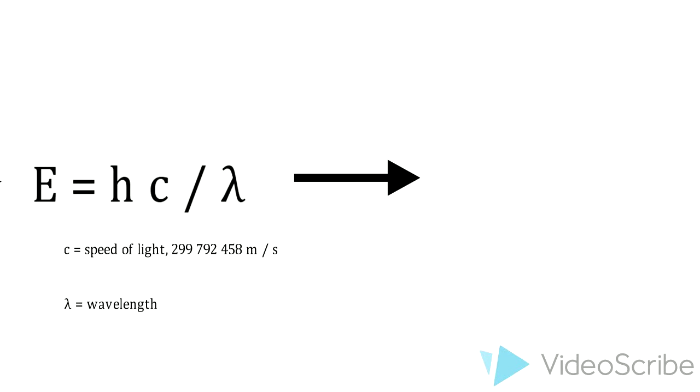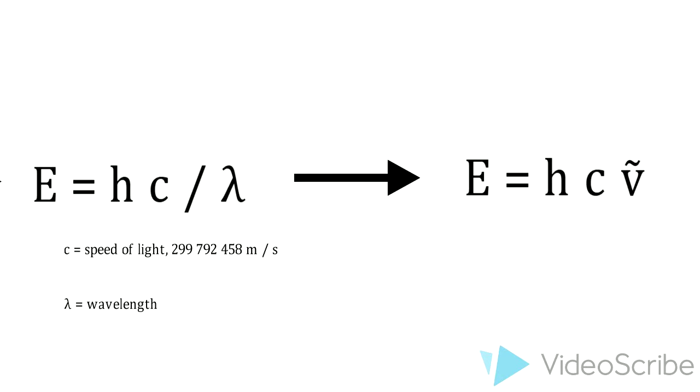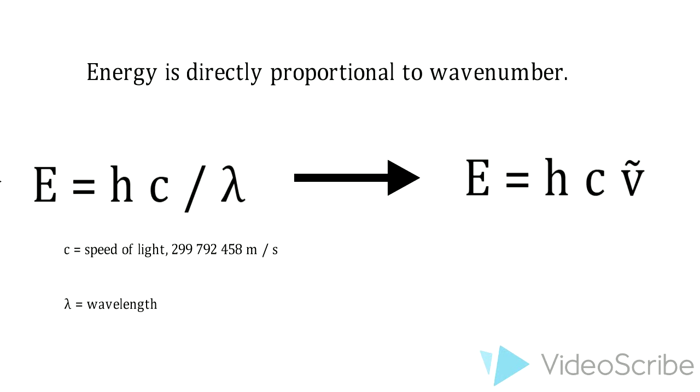With the previous equations, the energy of the photon can be expressed as E equals hc times the wave number. Energy can be observed to be directly proportional to the wave number. Therefore, wave number is used as it offers more accessible values for IR spectroscopy as compared to using the real value.